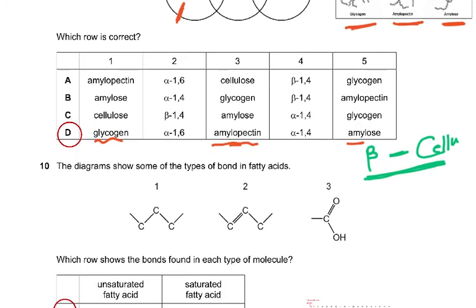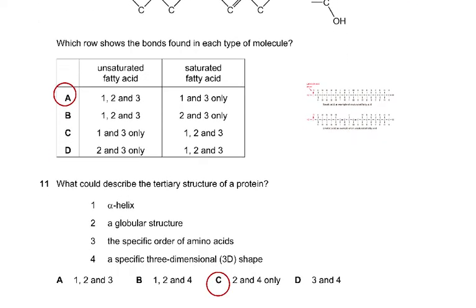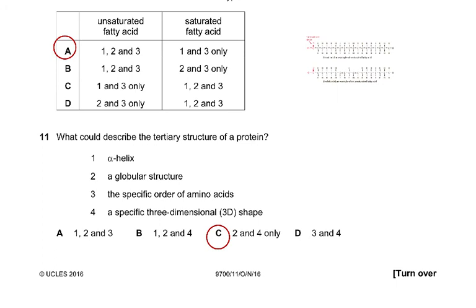Now coming on to question number 10. The diagram shows some of the types of bond in fatty acids. Which row shows the bonds found in each type of molecule? So unsaturated fatty acid and saturated fatty acids. So answer is 1, 2, 3, and saturated fatty acids had 1 and 3. So this is one where we need to revise the chemistry of fatty acids, and that would make this question easier.